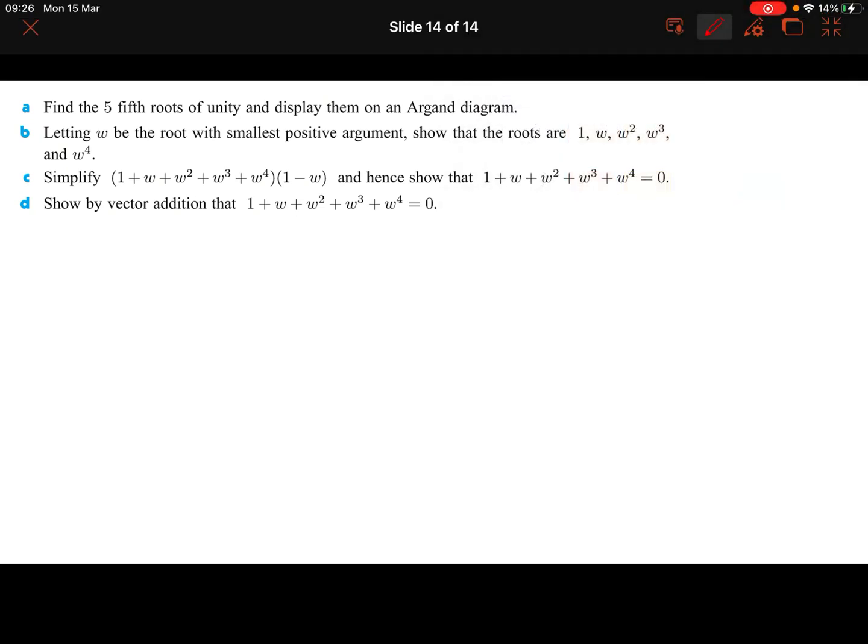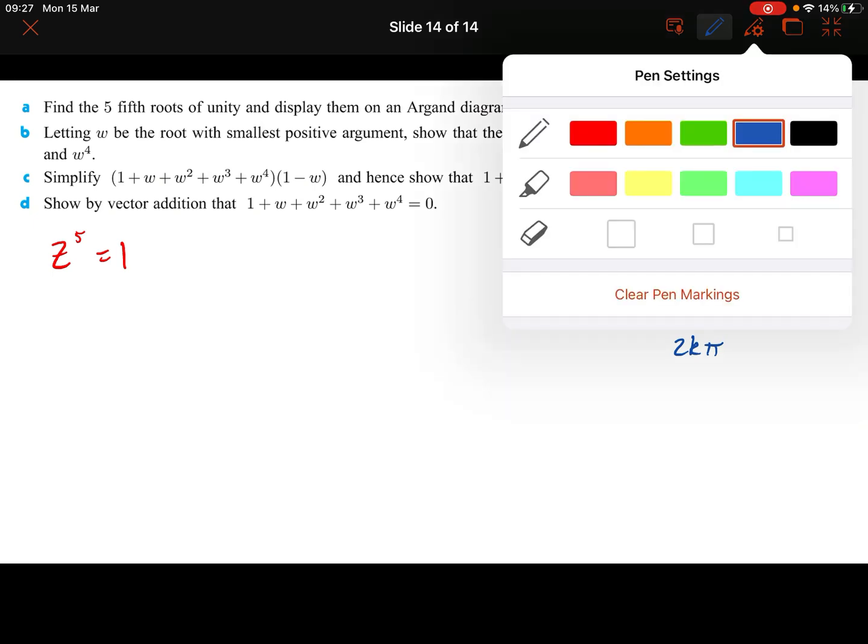It says find the fifth roots of unity and display them on an Argand diagram. So it's basically asking us to find z to the power of 5 equals 1. Okay, so again, let's show 1 on an Argand diagram that has a modulus of 1 and an argument of 0, or 2k pi, where k is any integer.